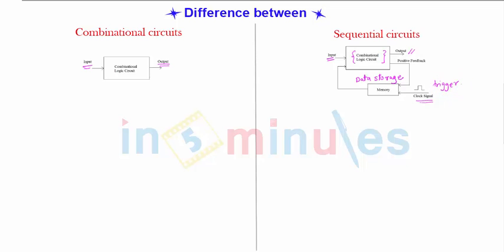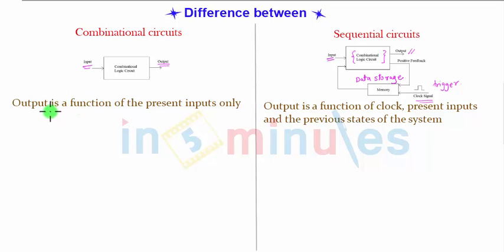So depending on this we can define a combinational circuit as one where the output is a function of present state inputs only. It does not depend upon the past inputs or the past outputs. Then the circuit is called a combinational circuit.